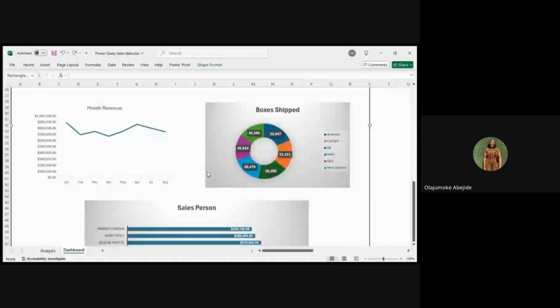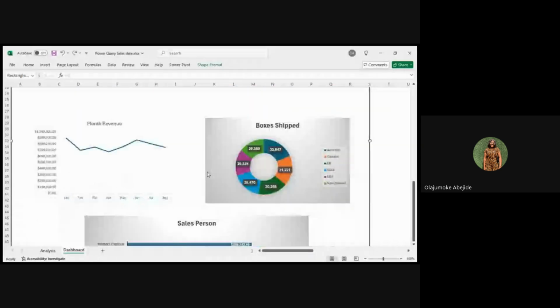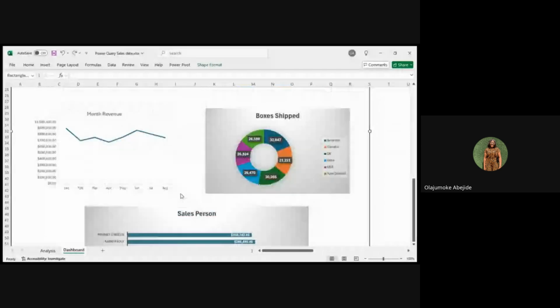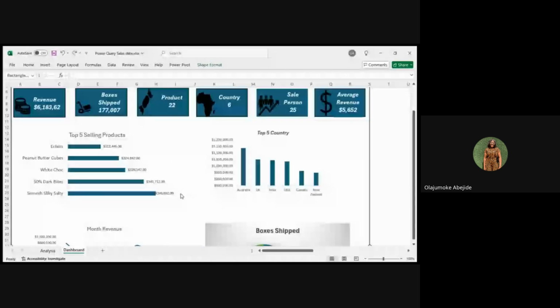Then we have the salespersons. According to this, we have a total number of 25 salespersons, and actually this is the top 10. The highest salesperson of the year is Ches Bolwell, with a total amount of $320,901 for the year, implying that he has the highest revenue for the company, while the lowest is Manning Baring.